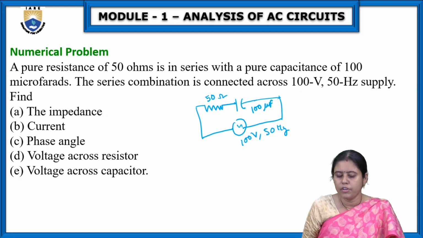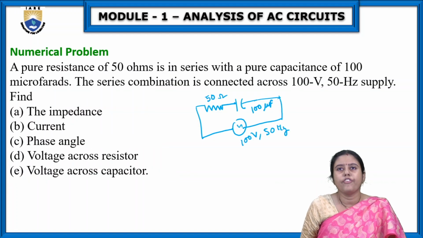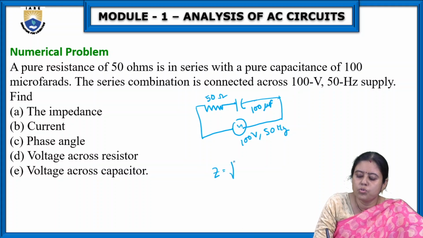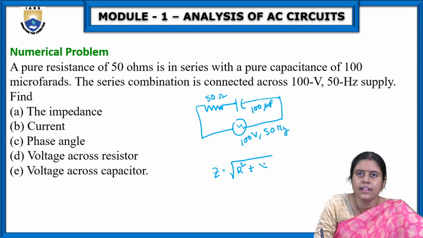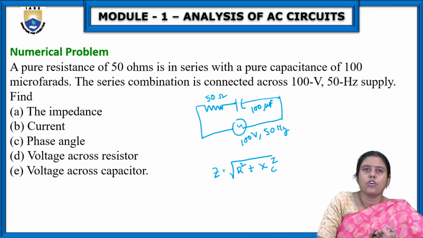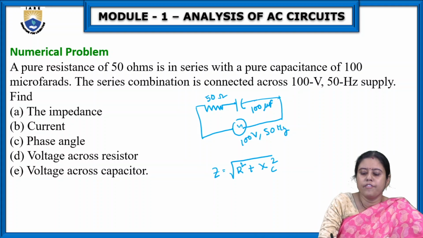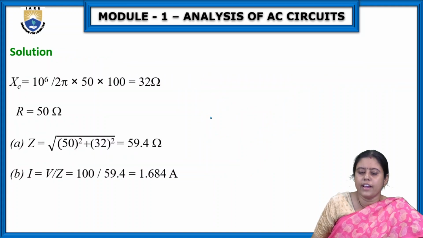We have to calculate Z. So what is Z? Z is equal to the root of R square plus XC square, as there is no XL. So R square plus XC square. The value of R is given, so first we have to calculate XC.